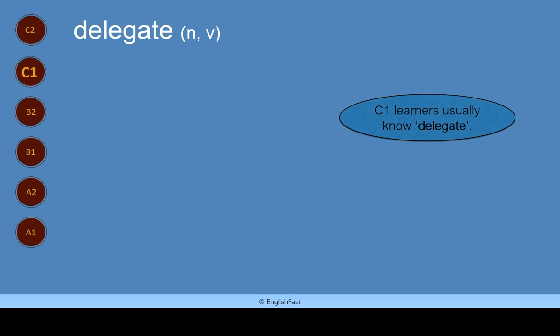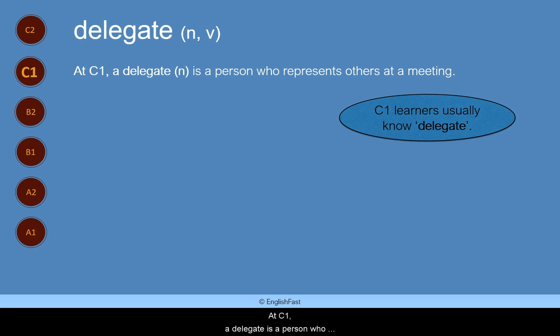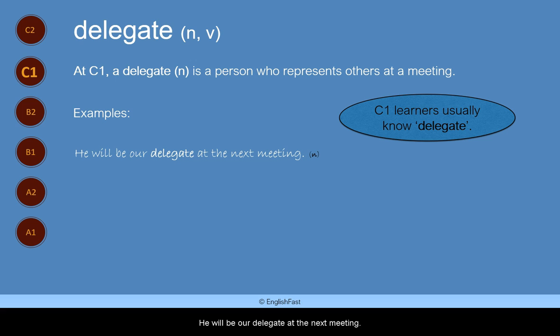Delegate is a noun. Delegate is a verb. C1 learners usually know delegate, the noun. At C1, a delegate is a person who represents others at a meeting. Here are some examples. He will be our delegate at the next meeting.